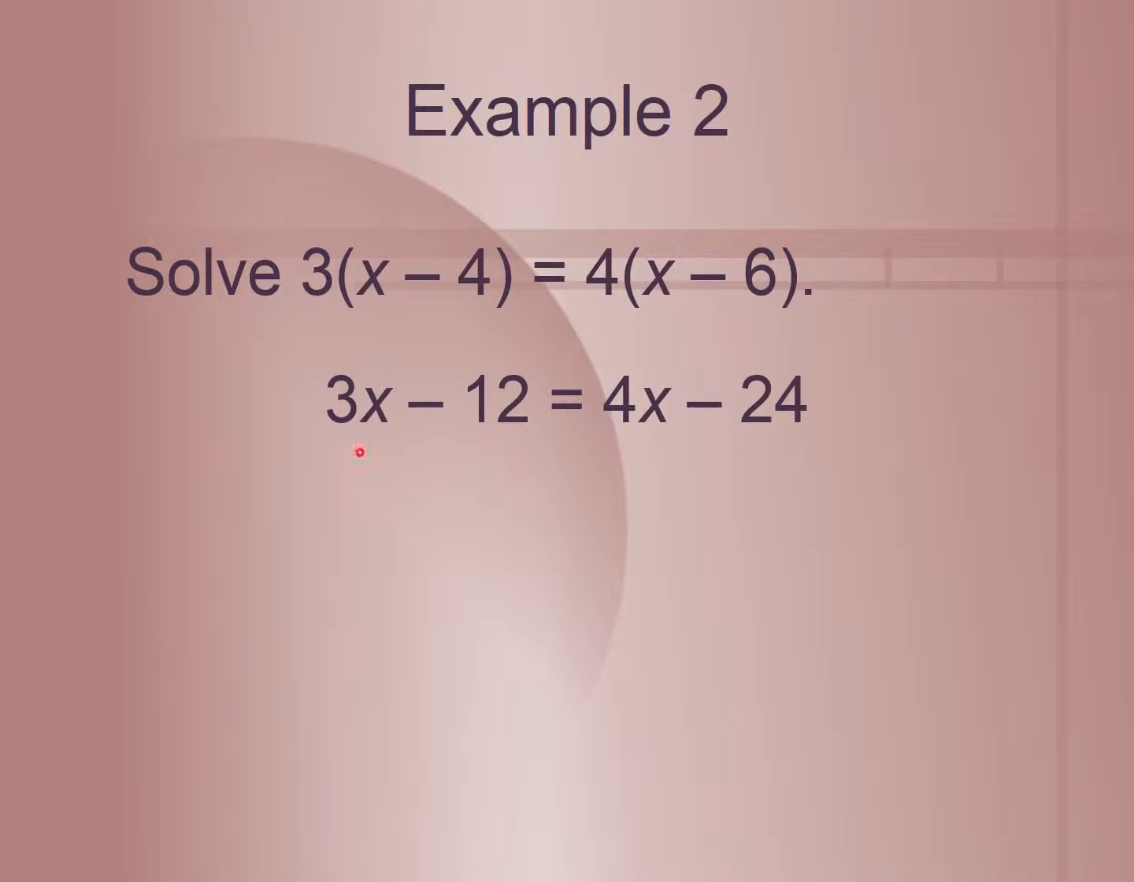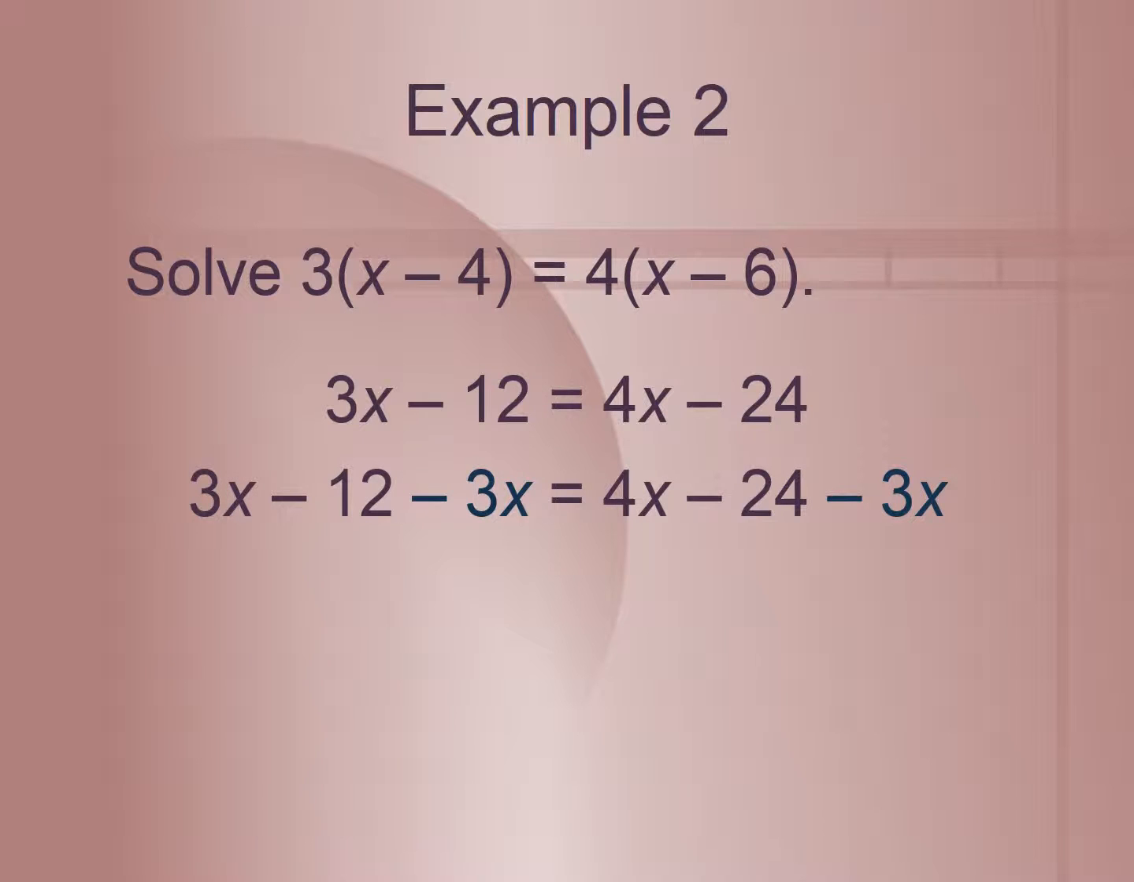Now I have variables on both sides. So that means I need to try to get my variables on only one side. I can either subtract 3x from both sides, or I can subtract 4x from both sides. I can do either one, and it's going to eliminate the variable on one of the sides. So I'm going to subtract 3x from both sides. I'm going to subtract 3x from this side, and I'm going to subtract 3x from this side. And as long as I do it to both sides, it's legal, right?